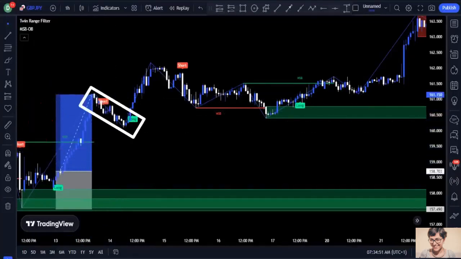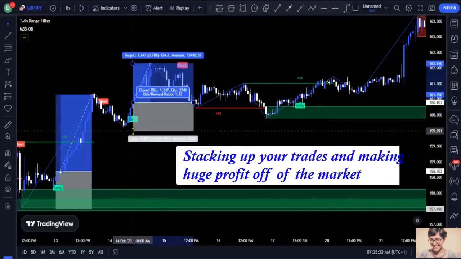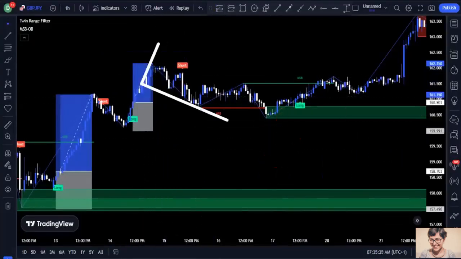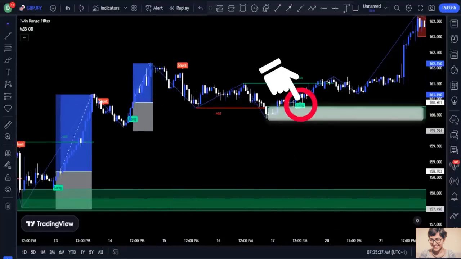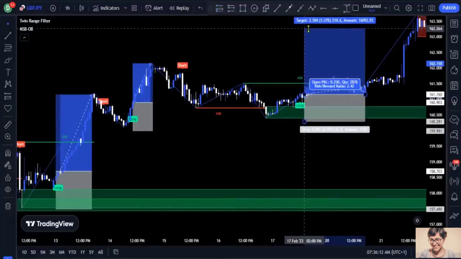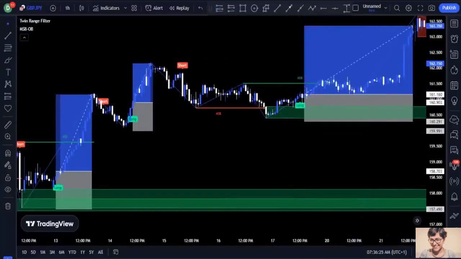Now let's add the market structure and order block indicator to the chart to see how accurate both of them will work. Now you can see that when the market structure indicator gave you this order block, you got this signal to enter a long trade from the twin range filter, and you could have placed a long trade like this at the close of this candle and set your stop loss below the order block, and target a 2 to 1 risk to reward ratio.